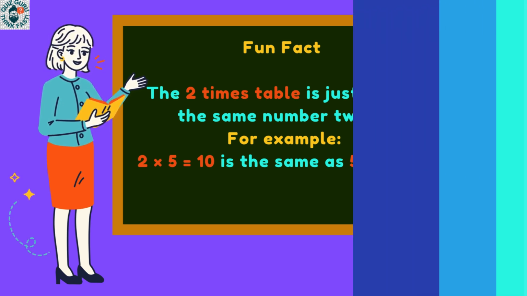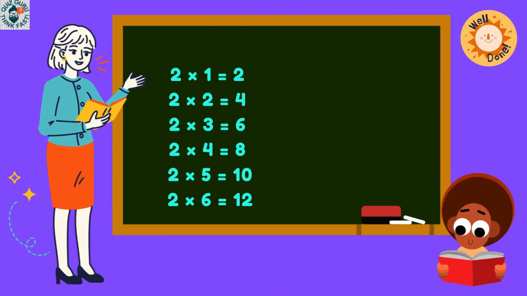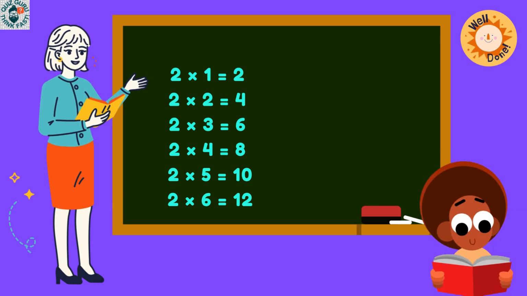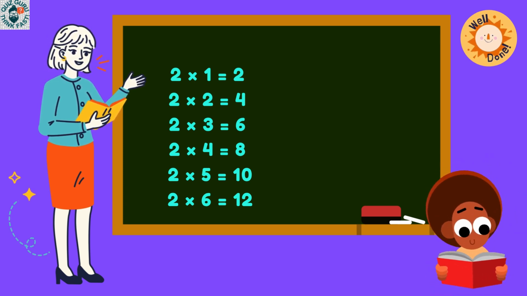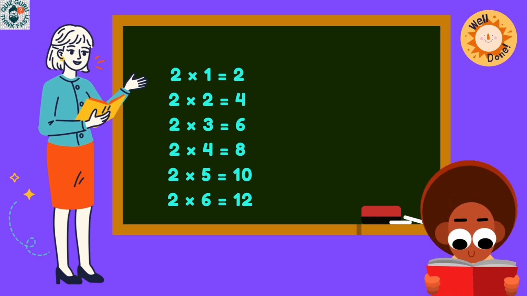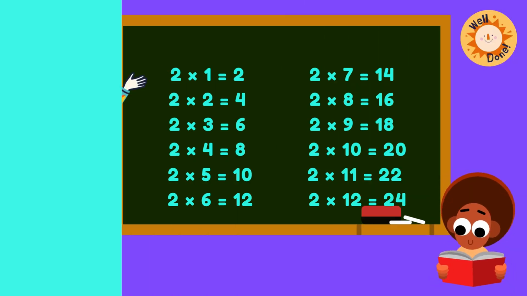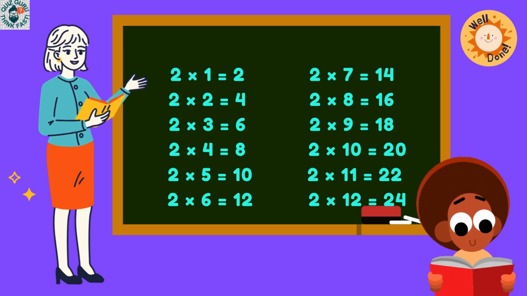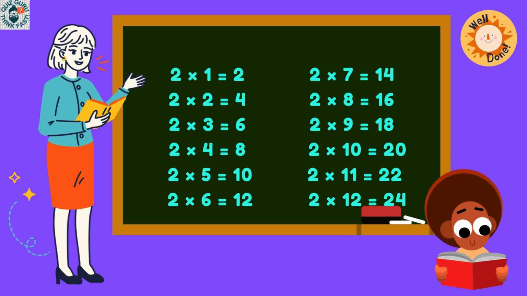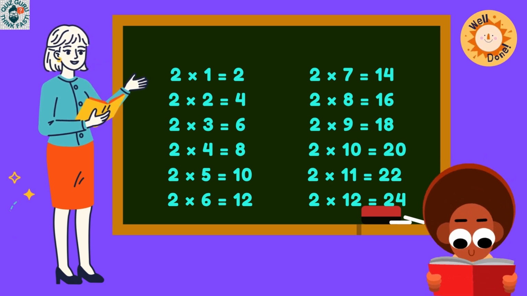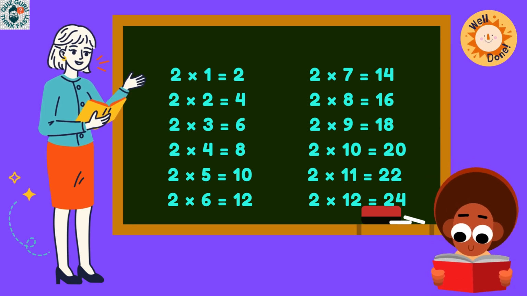Say it with me. 2 times 1 is 2. 2 times 2 is 4. 2 times 3 is 6. 2 times 4 is 8. 2 times 5 is 10. 2 times 6 is 12. 2 times 7 is 14. 2 times 8 is 16. 2 times 9 is 18. 2 times 10 is 20. 2 times 11 is 22. 2 times 12 is 24.